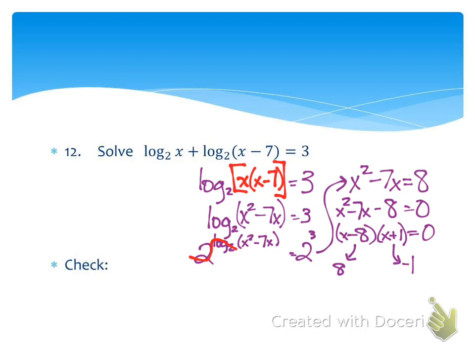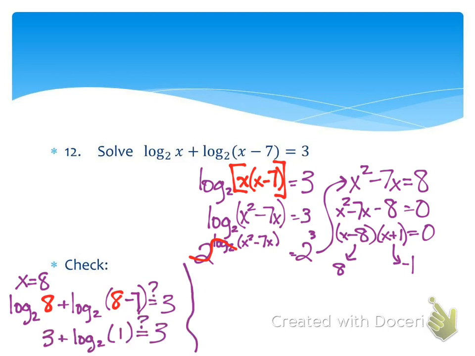Both of them could work. Neither of them could work. So let's check x equals 8 first. Taking log base 2 of 8, we're going to ask ourselves, is it 3? Yeah, wouldn't it have to be 3 plus 0? Because wouldn't that equal 0? So log base 2 of 1, 2 to what power gets you 1? 0. Yeah. So 3 plus 0, 8 is one of our solutions.